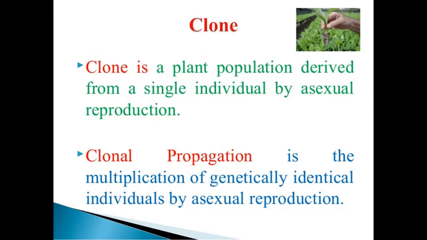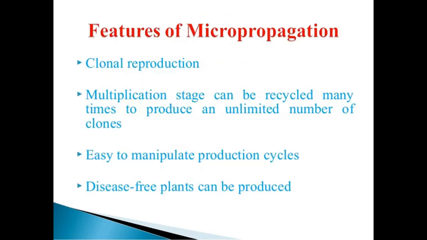See, a clone is a plant population that is derived from a single individual by asexual reproduction, or clonal propagation is the multiplication of genetically identical individuals by the asexual method. We can discuss this clonal propagation in further slides. Like here the feature of clonal propagation is clonal reproduction. Now what is clonal reproduction?